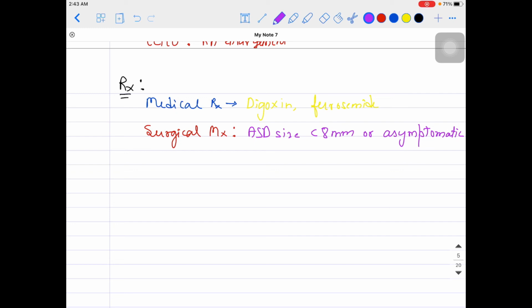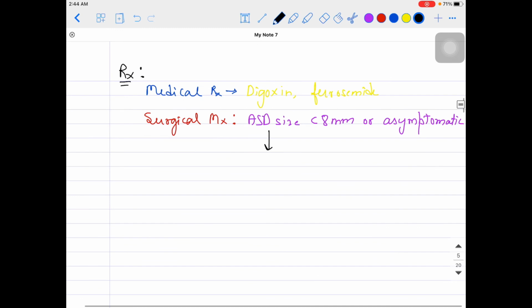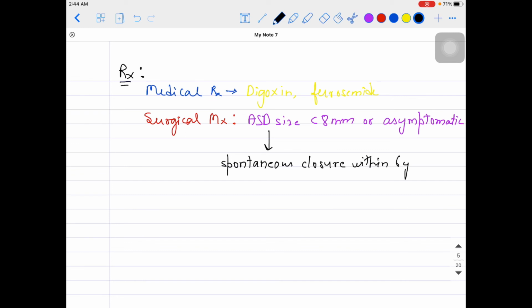So in some patients, within about 6-7 years, it will spontaneously close on its own. So we will not do anything in such patients. Usually it can undergo the spontaneous closure within 6 years, okay, within 6 years.